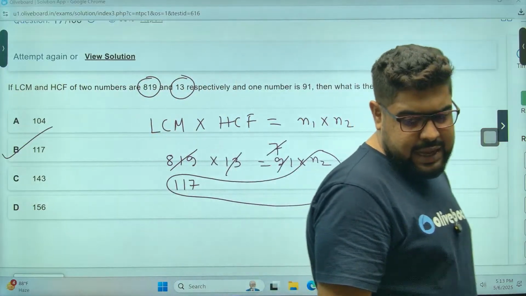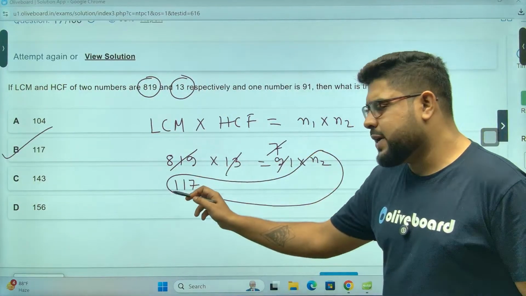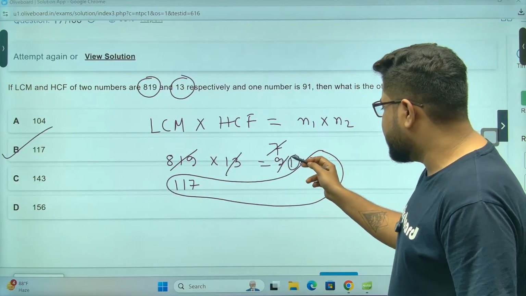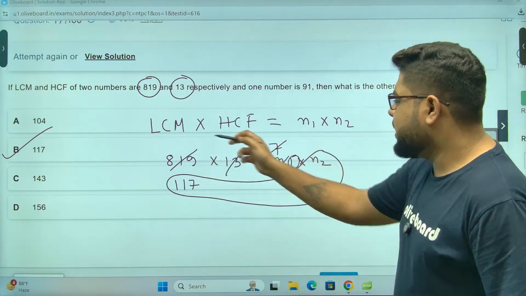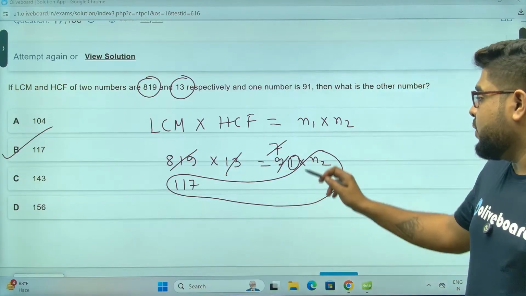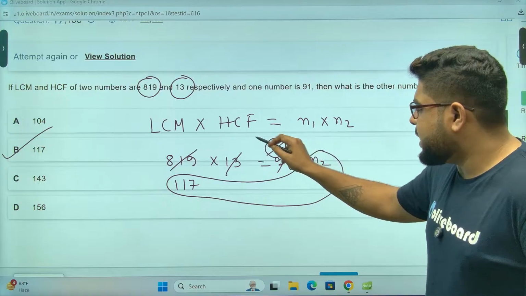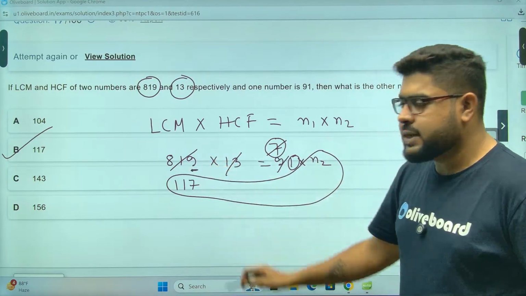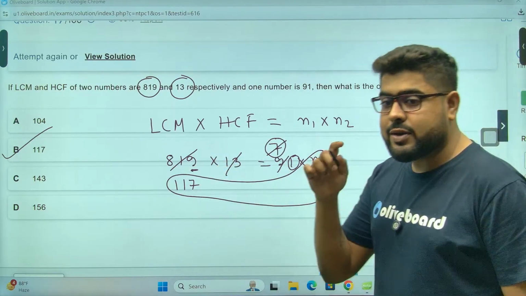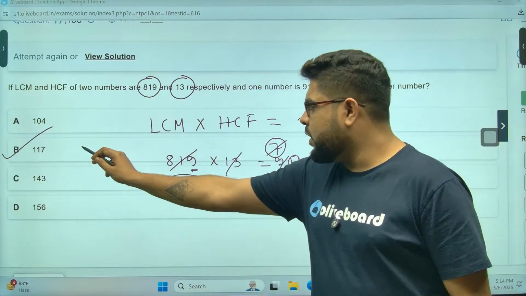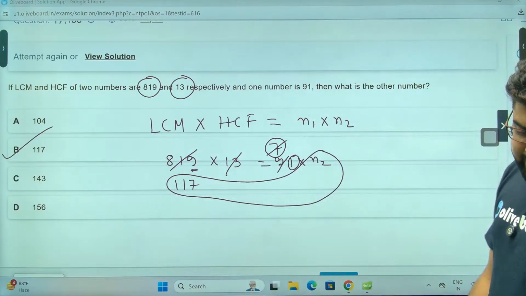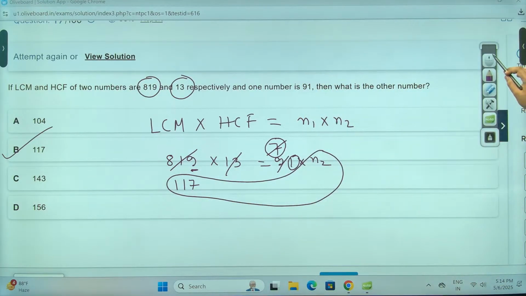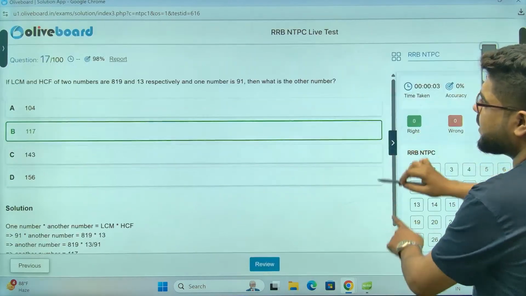Option number B. And if you don't want to calculate, you can also think: unit digit is 1 into what gives you this. Unit digit is 7. 7 into what gives you a unit digit 9? The last digit has to be 7 because 7 7s are 49. Only one option has that property. So that is one way to solve.